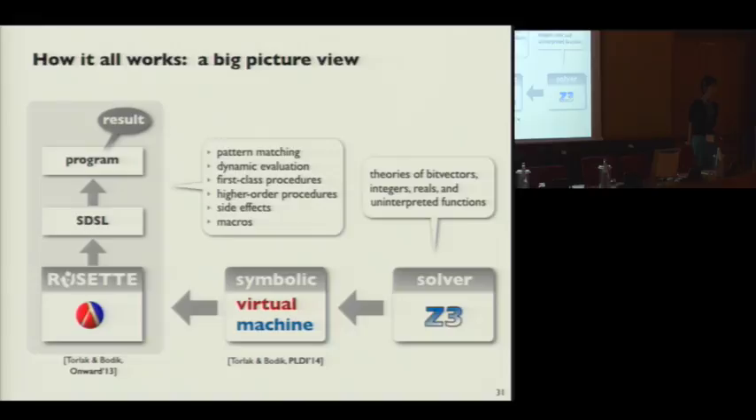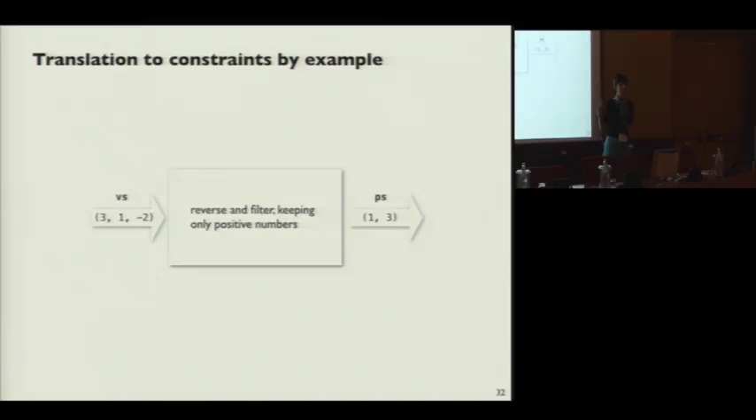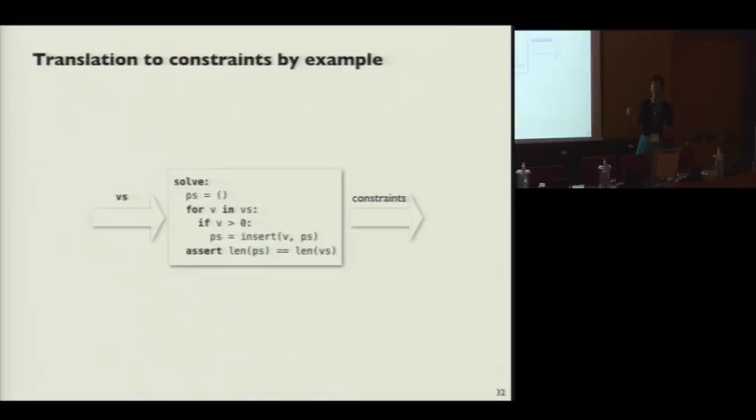All right, I will show you how this works on a particular example. Here's an example procedure that we're going to translate. It takes as input a list of integers, reverses it, and keeps only the positive ones. So if I give it 3, 1, minus 2, the output is going to be 1, 3. You might write that procedure in Python, and it might look something like this. Very easy. The query that we want to ask about this procedure is, if somebody gives you a list with symbolic values, find a concrete interpretation of those values such that, at the end, the two lists, the input VS and the output PS, have the same length. Very simple problem.